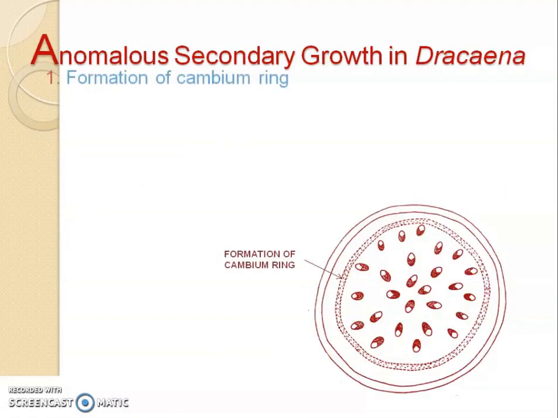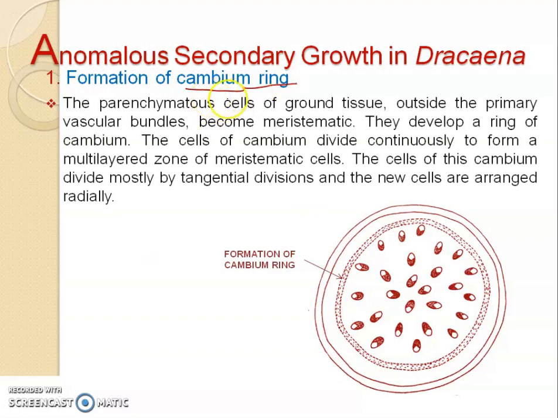Now, anomalous secondary growth in Dracaena. Anomalous secondary growth in Dracaena takes place in some steps, and the first step is the formation of a cambium ring. The parenchymatous cells of the ground tissue outside the vascular bundles, this is the area, become meristematic. They develop a ring of cambium.